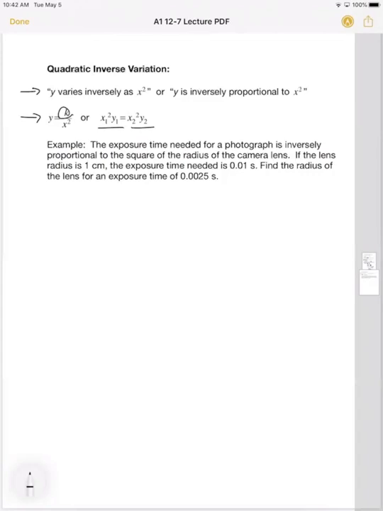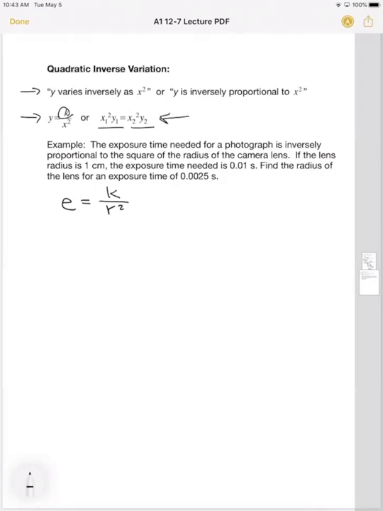Now let's look at another example here. The exposure time needed for a photograph is inversely proportional to the square of the radius of the camera lens. So I'm just going to write a general equation for that. The exposure is inversely proportional to the square of the radius. If the lens radius is 1 centimeter, the exposure time is 1/100 of a second. Find the radius of the lens for an exposure time of 0.0025 seconds.